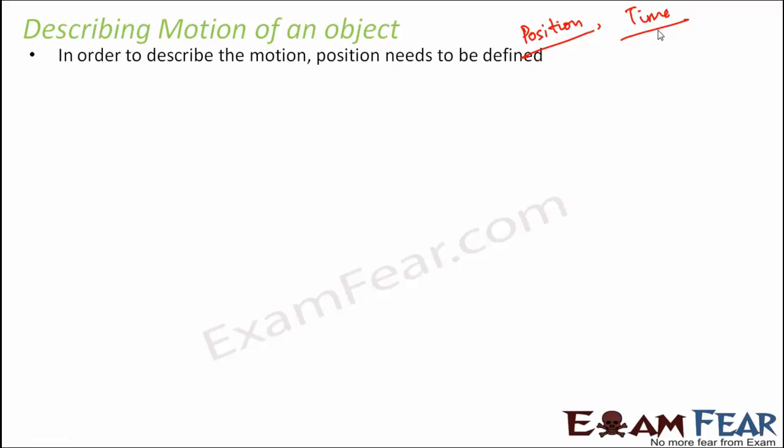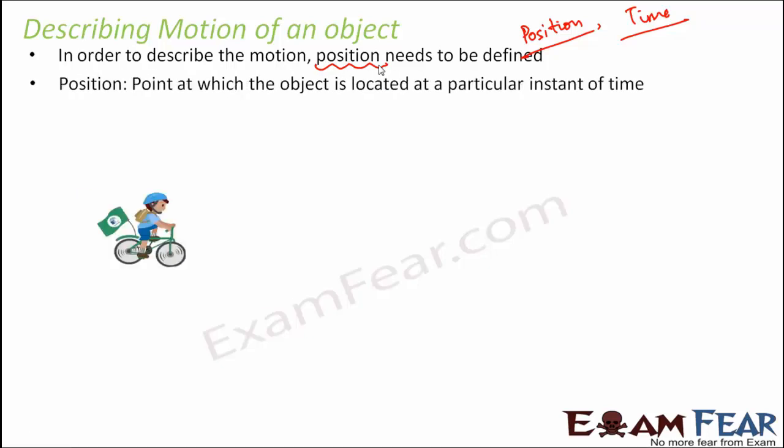As I have mentioned before, whenever we talk about motion, two important things are position and time. These are the two most important things, and that is why both these parameters are included in the definition of motion. So in order to describe the motion, position needs to be defined. That is very important, because only when you know the position of an object will you be able to judge if the position has changed with time or not. So position needs to be very clearly defined. And what is position? It is nothing but the point at which the object is located at a particular instant of time.